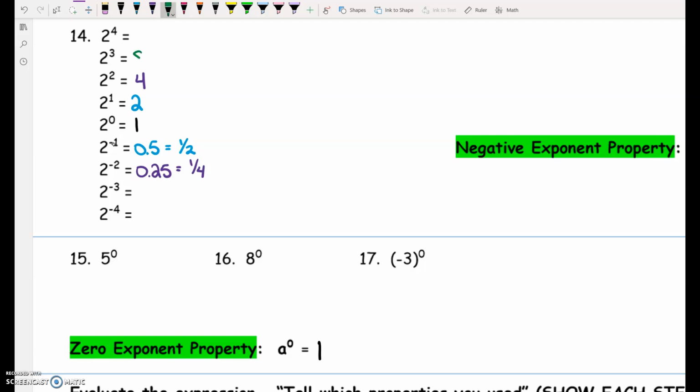2 to the third is 8. Anyone want to take a guess what 2 to the negative 3 is? It is 1/8. And 2 to the fourth is 16. What do you suppose 2 to the negative fourth is? 1/16. I'm going to take this a little bit further. So 2 to the negative fourth is the same as 1 over 2 to the fourth, which is 1/16.